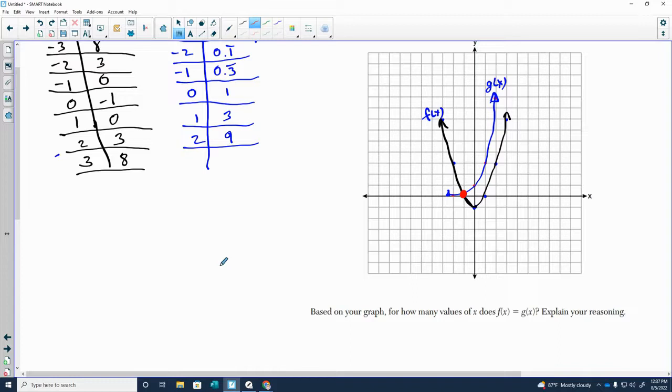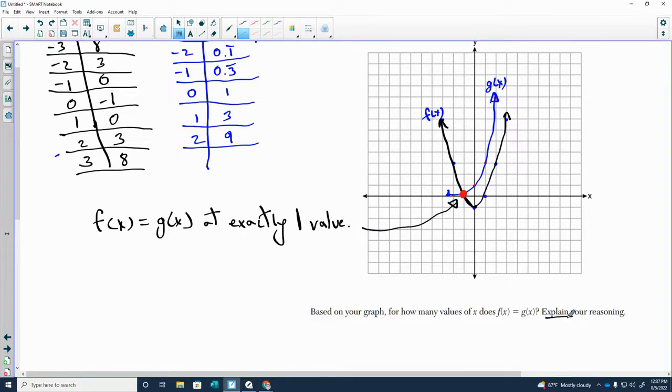All right, so based on your graph, make sure we answer everything. How many values of x does f of x equal g of x? Well, I'm going to write here 1. Oh, I don't want it to be big and red. All right, for how many values, right? f of x will be equal to g of x at exactly 1 value, right? Right there. But here it also says explain, right? Whenever it says explain, we kind of have to put it into words.